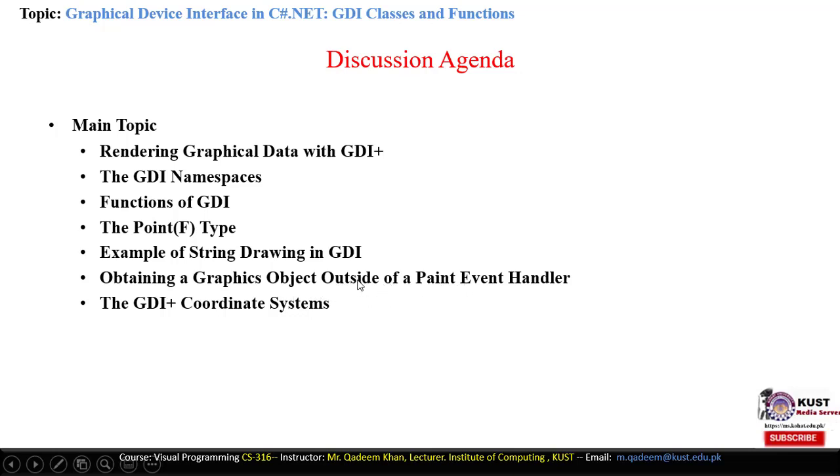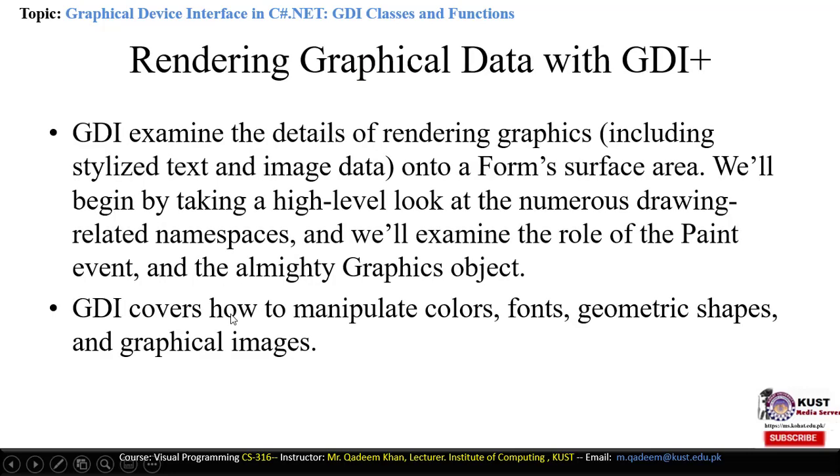Then we have obtaining a graphical object out of the paint event handlers. So here we will discuss how we can use the paint event handler to draw the GDI, that is outside of the class. Then we have the GDI plus coordinate systems here. So we have three different coordinate systems of the GDI.